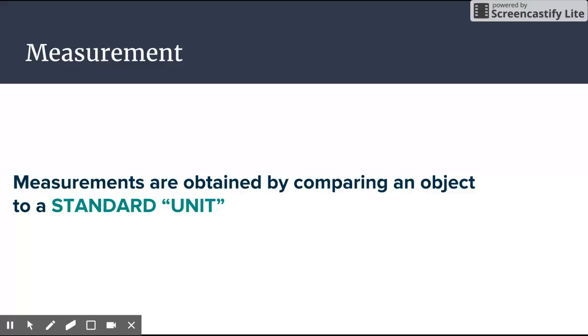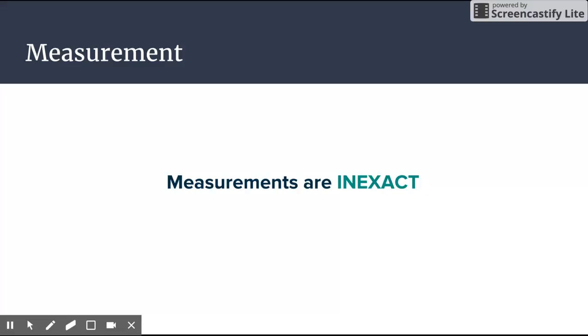Measurements are obtained or collected by comparing an object to a standard unit. So for example, we have this mass in France and it is exactly 1 kilogram. So we can compare it to that particular mass. Now we obviously don't have access to that particular 1 kilogram mass, but we do have access to items that are compared to that standard. So we can compare that particular 1 kilogram mass that we have access to in our classroom to the mass of other objects as well.